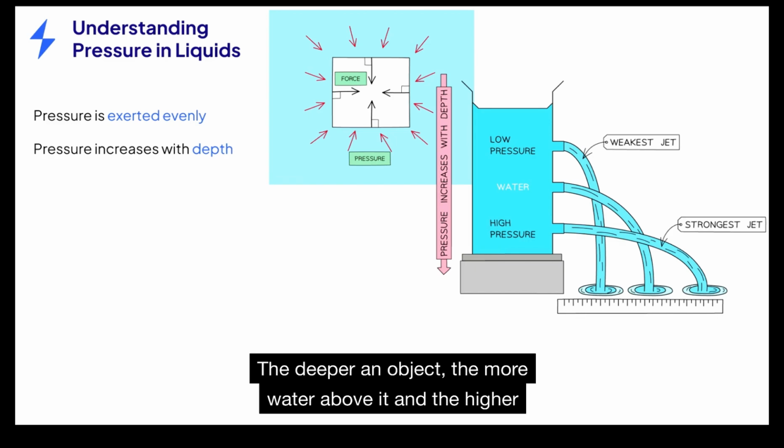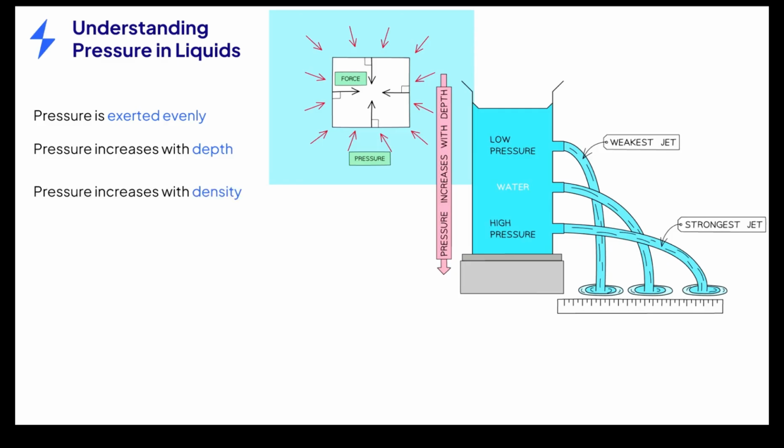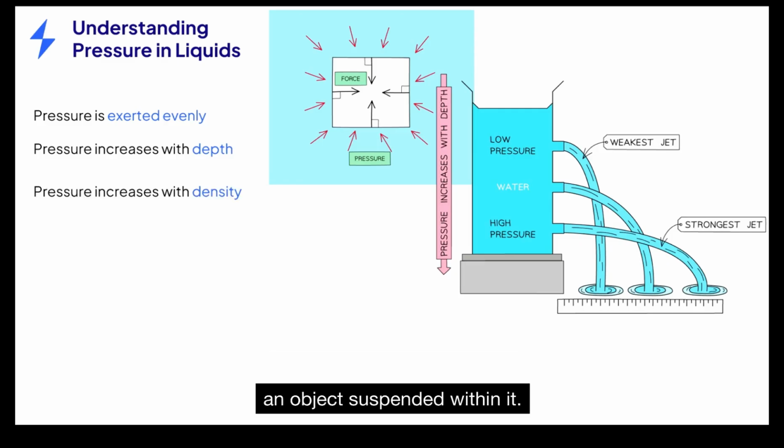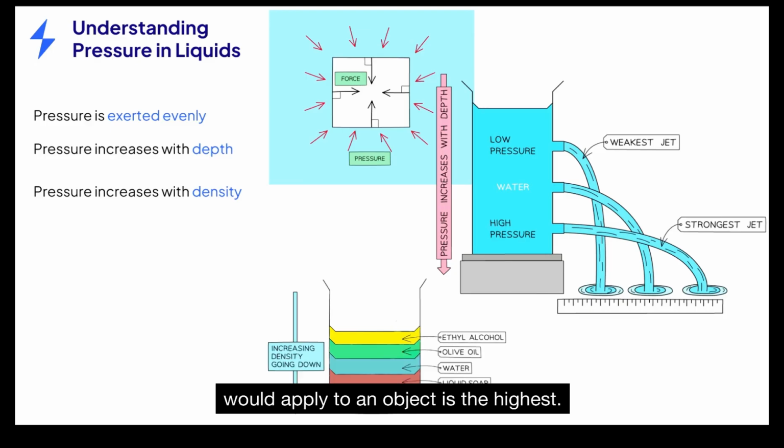The deeper an object, the more water above it, and the higher the pressure it experiences. The denser a liquid, the higher the pressure it exerts on an object suspended within it. Honey is denser than liquid soap, water, olive oil, and alcohol. So the pressure it would apply to an object is the highest.